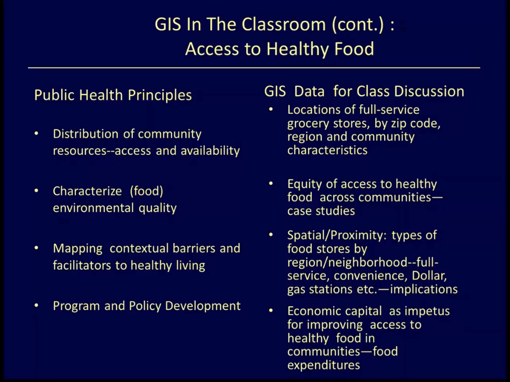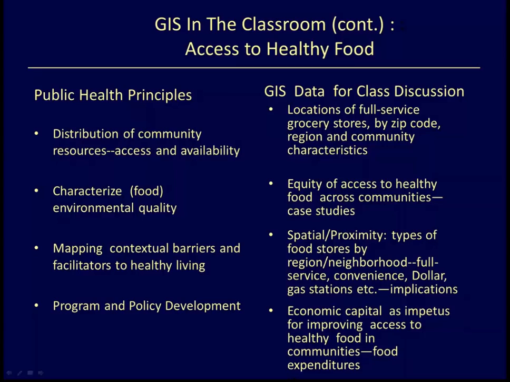We also are able to look at the equity of access to healthy food, and that means we're able to see where these grocery stores are located, and what situations and circumstances prevent access to full-service grocery stores. Are there distance issues? Are there transportation issues? What's the environmental milieu within which these people are embedded that further undermines what we know is their access to healthy food?